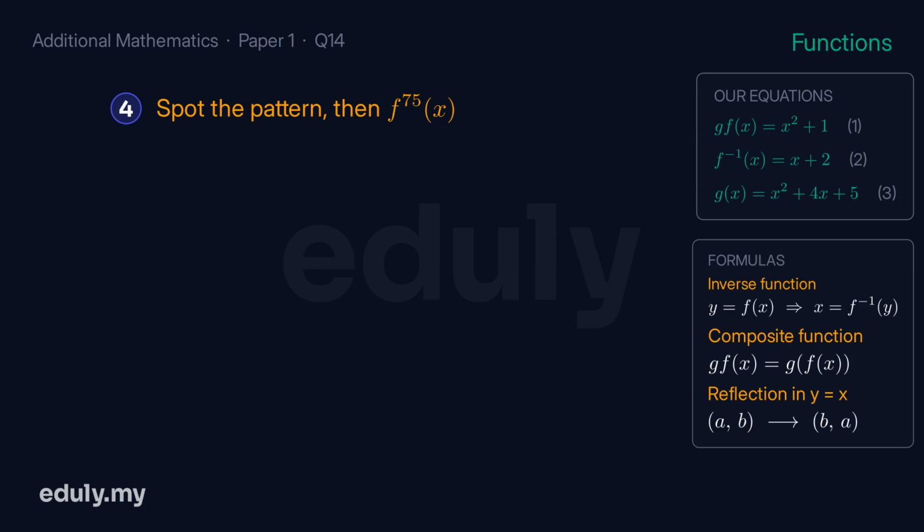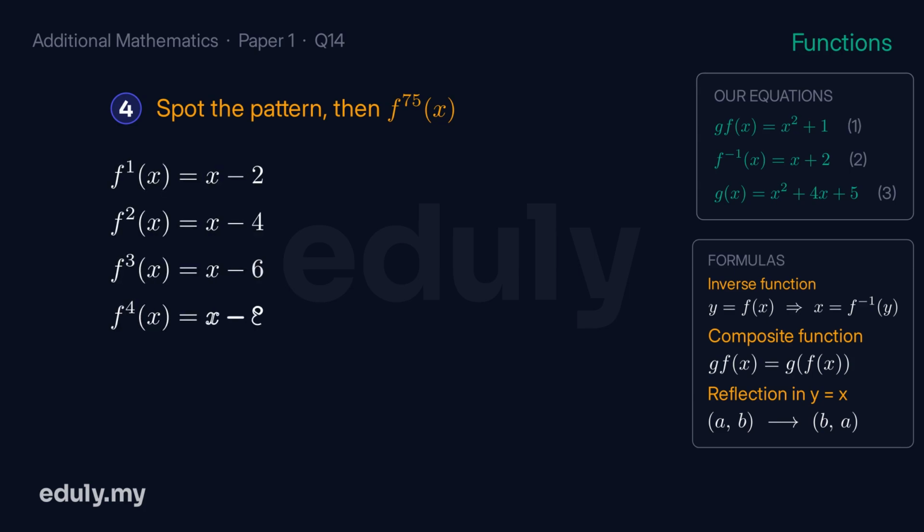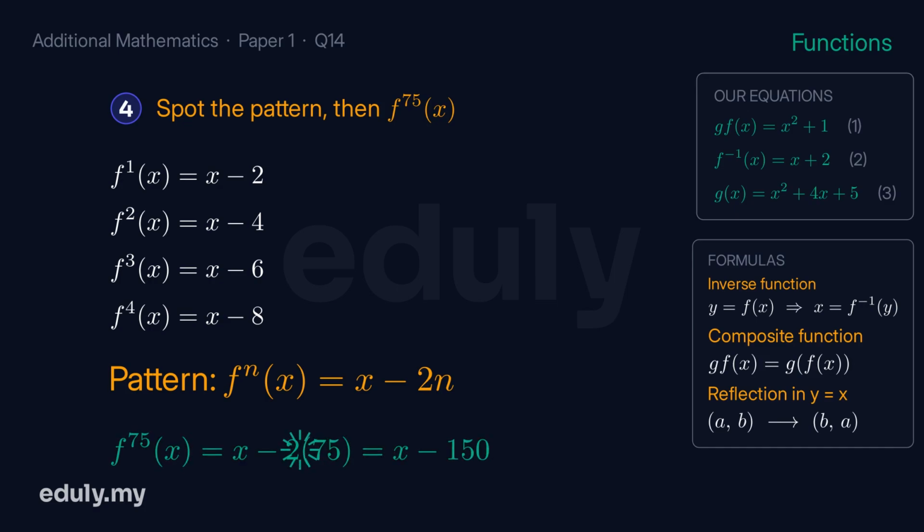Now spot the pattern and jump straight to f to the 75th. Each extra application of f subtracts another 2. So after n applications, f to the n of x is x minus 2n. Put n equal to 75. F to the 75th is x minus 150.